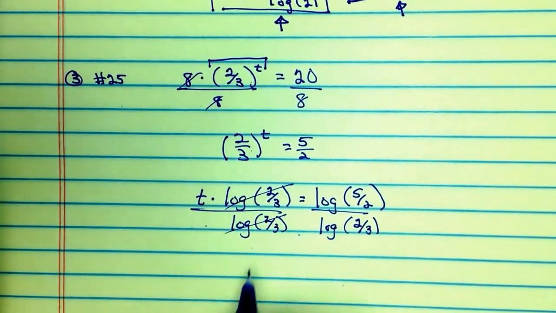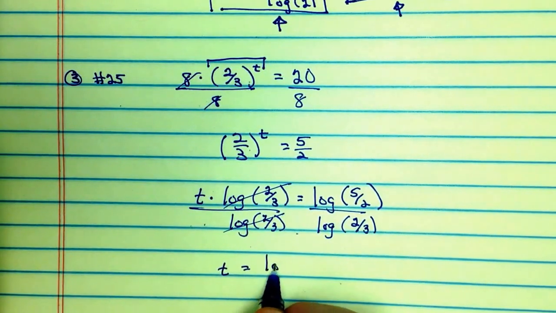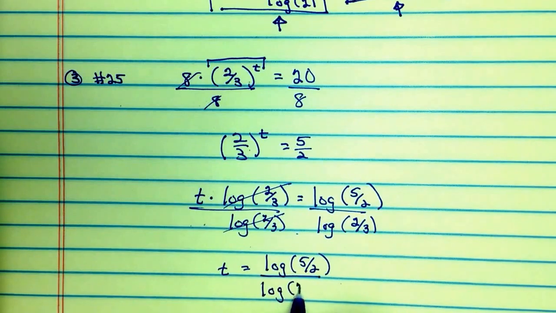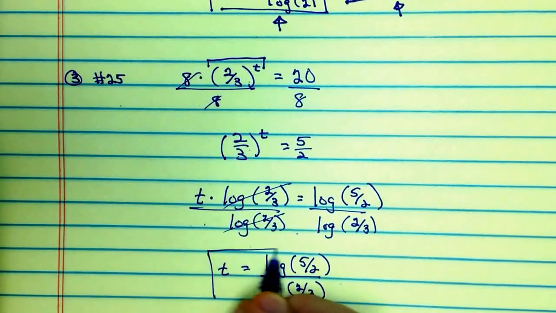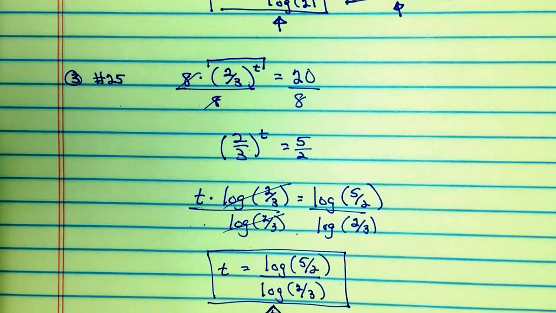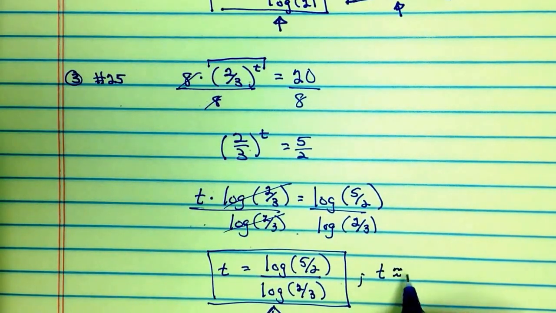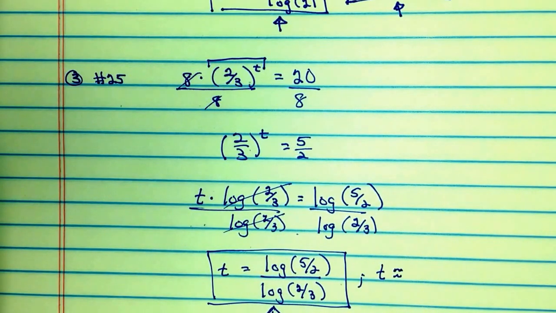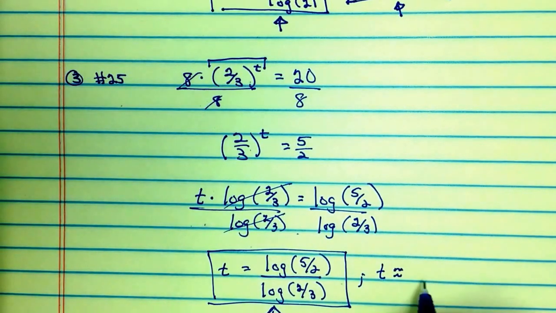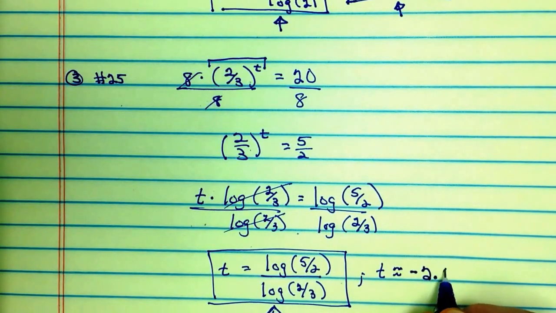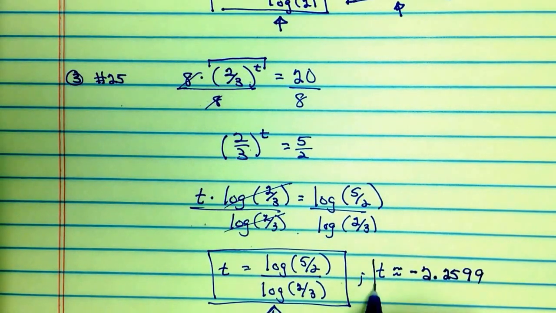Those cancel on the left, so I'm left with t equals log of 5/2 divided by log of 2/3. And this is your exact answer. But if you want a decimal, log of 5/2 divided by log of 2/3 gives us negative 2.2599. And this is your approximate answer.